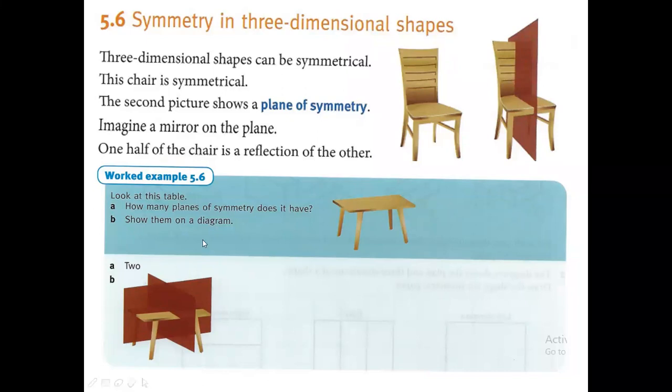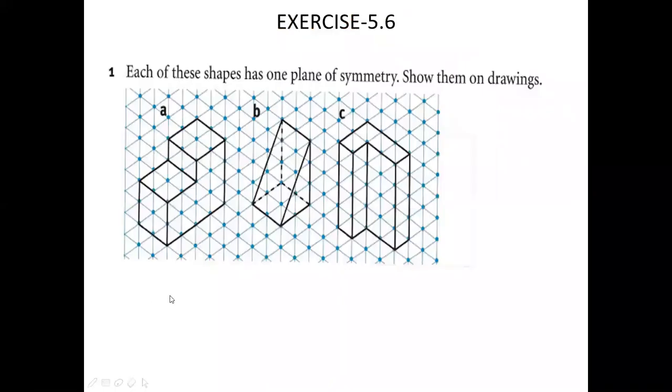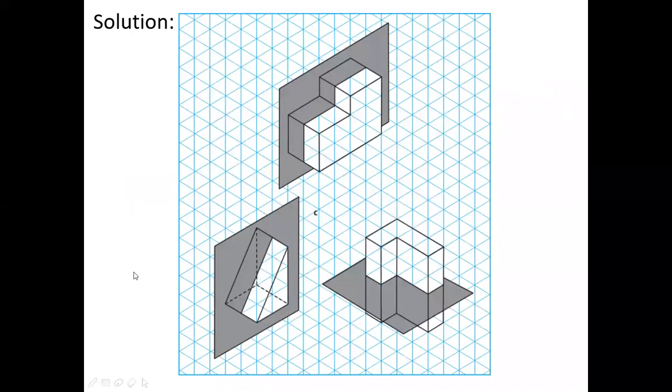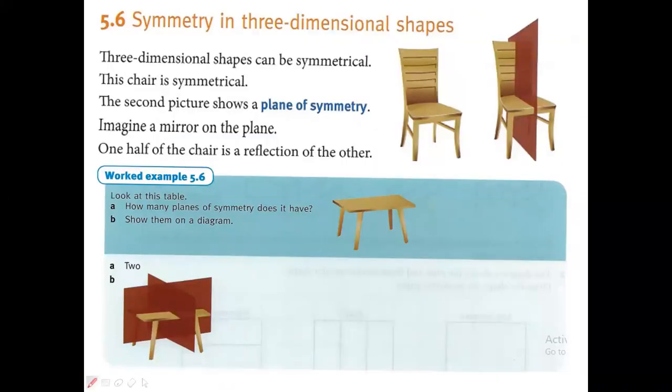Okay. Shown on a diagram here. Here he is showing. This one is the horizontal one. This is horizontal and this is vertical. Two planes of symmetry.